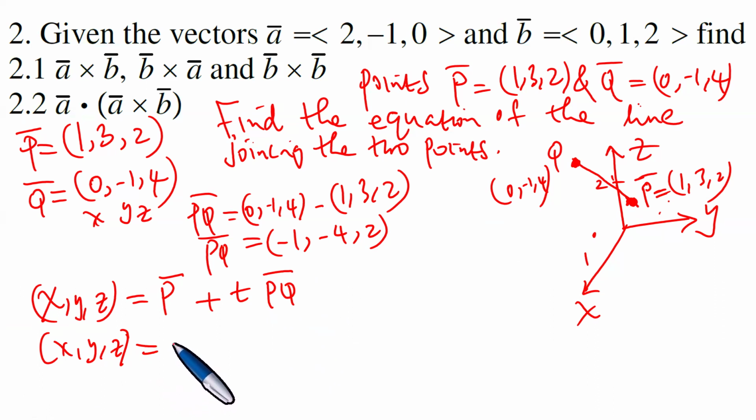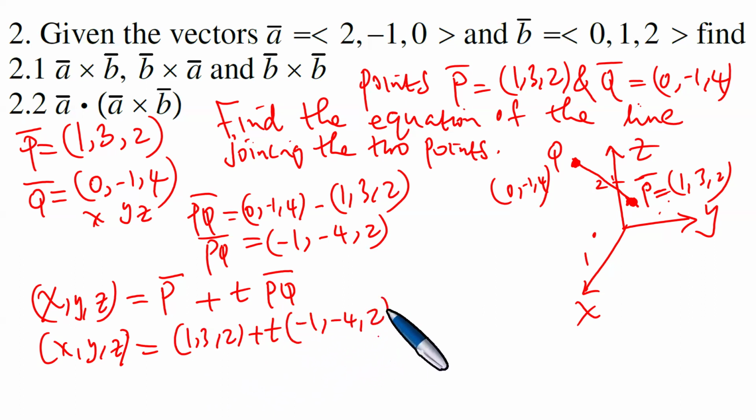So now, what is the vector P? The vector P is 1, 3, 2. Plus T, what is the vector PQ? It's -1, -4, 2. Obviously, this is the equation of the line joining the 2 points, and this being just a line and not a line segment, T is an element of R. So this becomes the equation of the line.